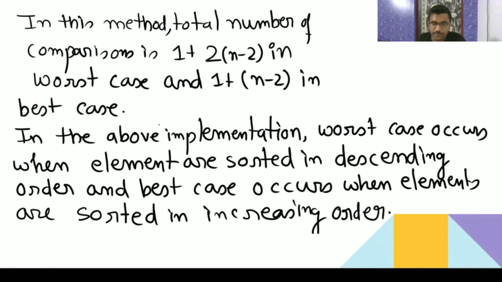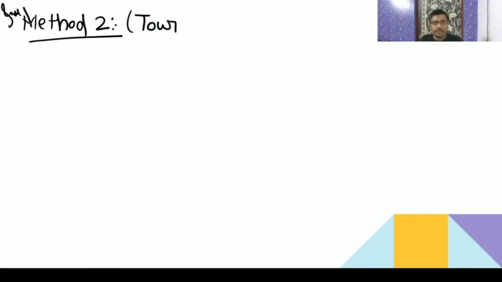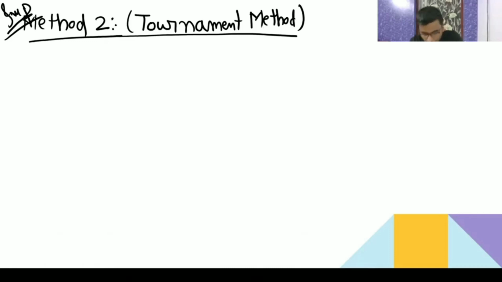Now the second method, method 2. We can even reduce the number of comparisons. Yes, we can reduce the number of comparisons by using the tournament method, a very important and popular method. So what we do here is we don't keep checking like the previous way.